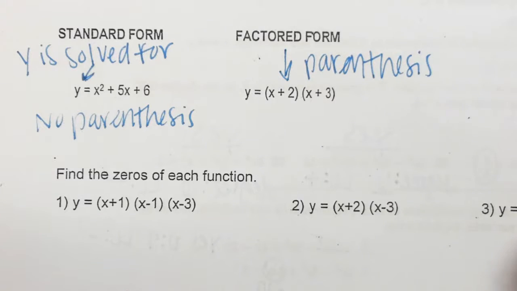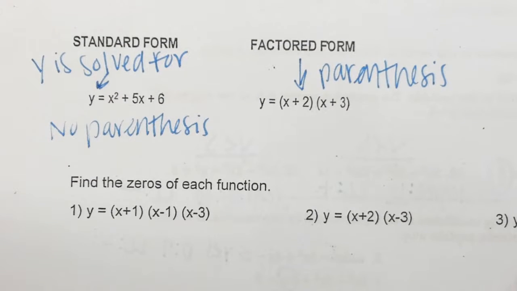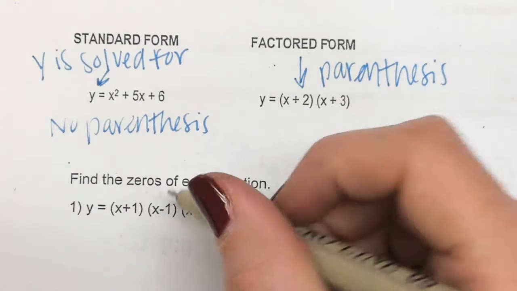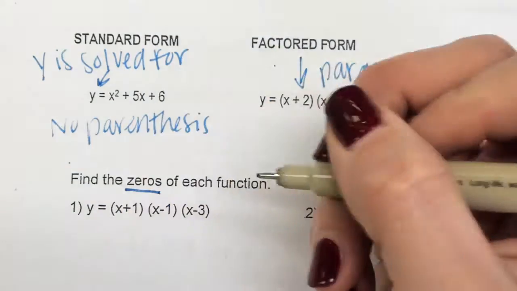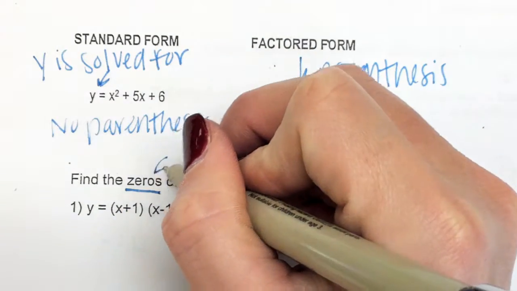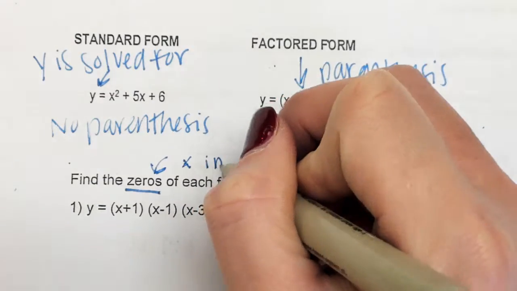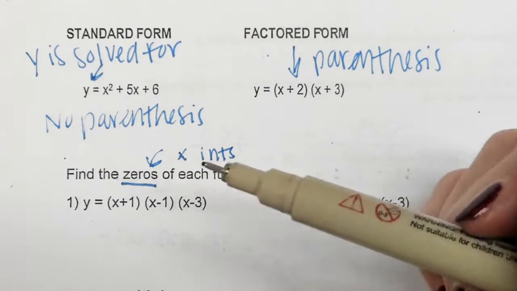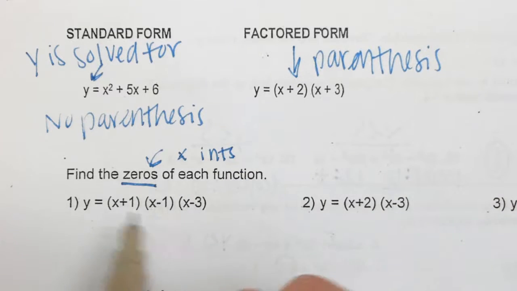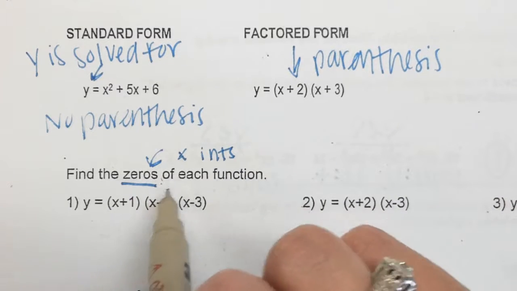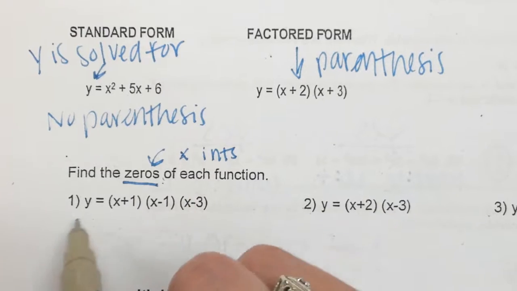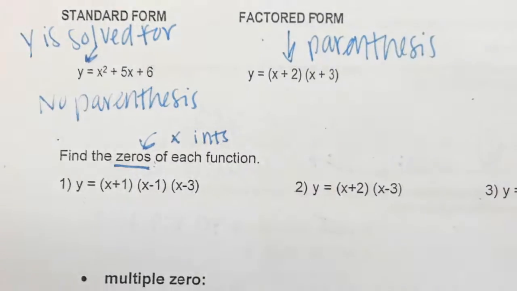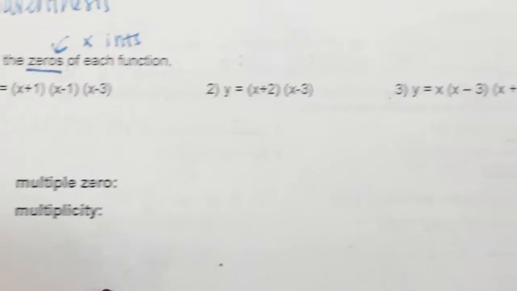So what we're going to work on is finding the zeros of a polynomial. That's what it says here, find the zeros. What are zeros? Those are our x-intercepts. And what are x-intercepts? That's when your graph or polynomial crosses the x-axis. So what we're going to be doing today is finding the zeros of polynomials when it's in factored form, and let me see if you can tell which are in factored form, that's going to be all three of these because they have parentheses.